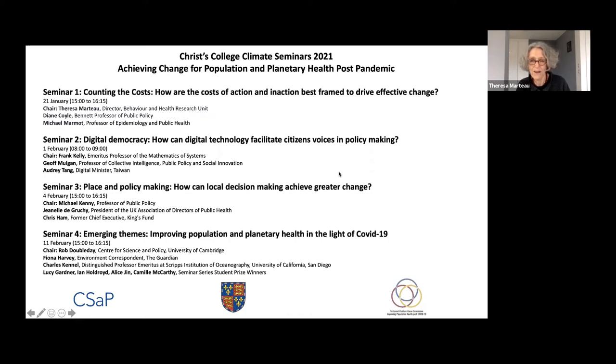We're going to be thinking about intergenerational justice, and like it or not, you, the students, are the next generation that are going to be carrying the baton for what it is that we're going to be discussing in these first three seminars. And I should also say we're delighted that Fiona Harvey, who's a Christ's alum and a prize-winning environmental correspondent working for The Guardian, is also going to join that panel.